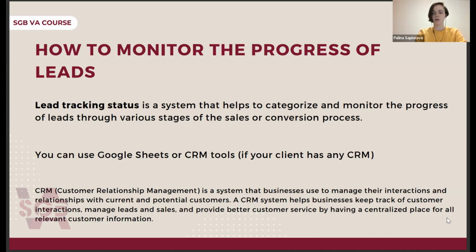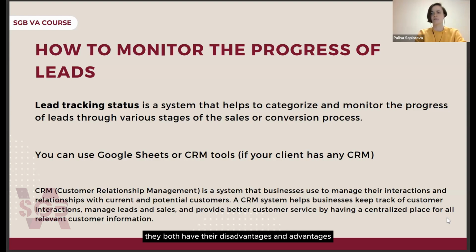To avoid that, you can use special customer relationship management tools. Usually it's a system, an app, software that businesses use to track the progress on their deals, on their clients, on their leads. So practically everything that is connected with sales. And sometimes if that system is really developed, it's also possible to track some marketing processes. There are actually many different CRM tools. For example, I personally used HubSpot or Pipeline. They both have their disadvantages and advantages.